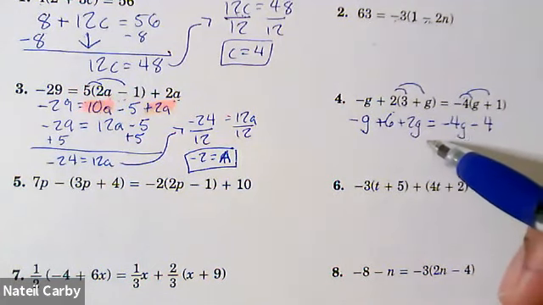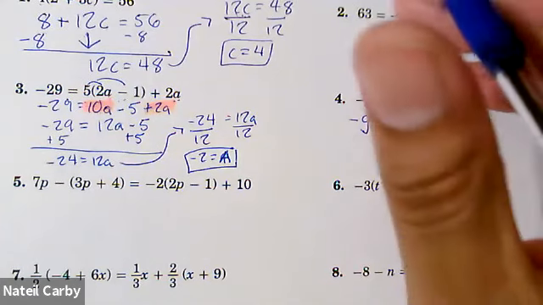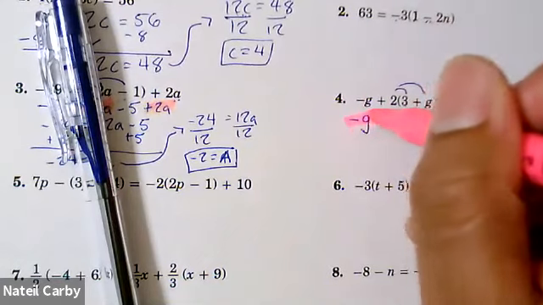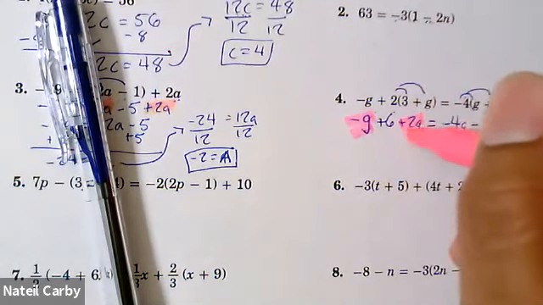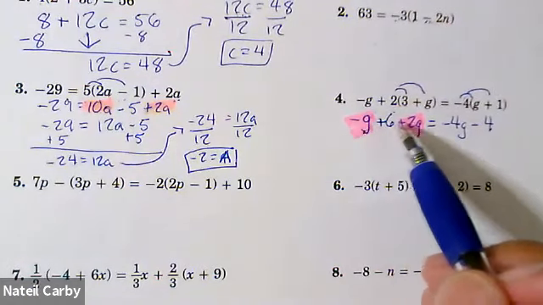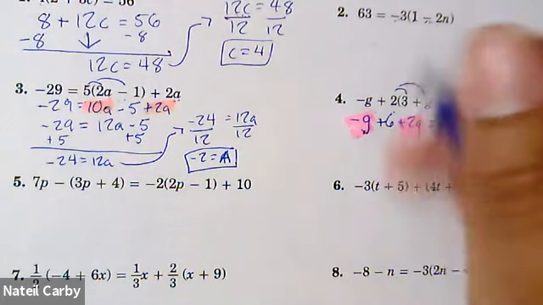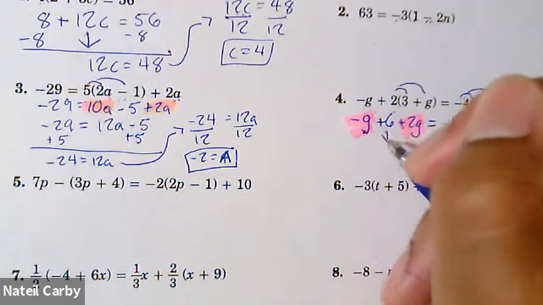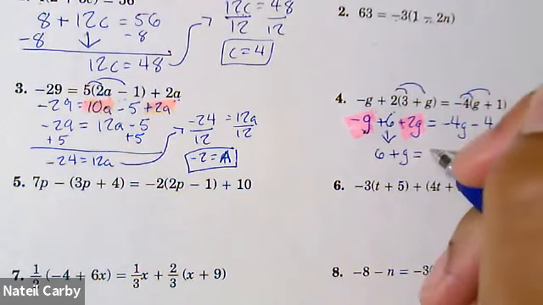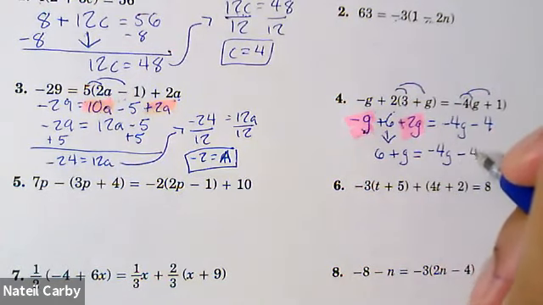Okay, here we go. On the left-hand side, I got some like terms. I got my negative 1g and my 2g. Negative 1 plus 2 is actually 1. And bring down my 6. So I have 6 plus g equals negative 4g minus 4.